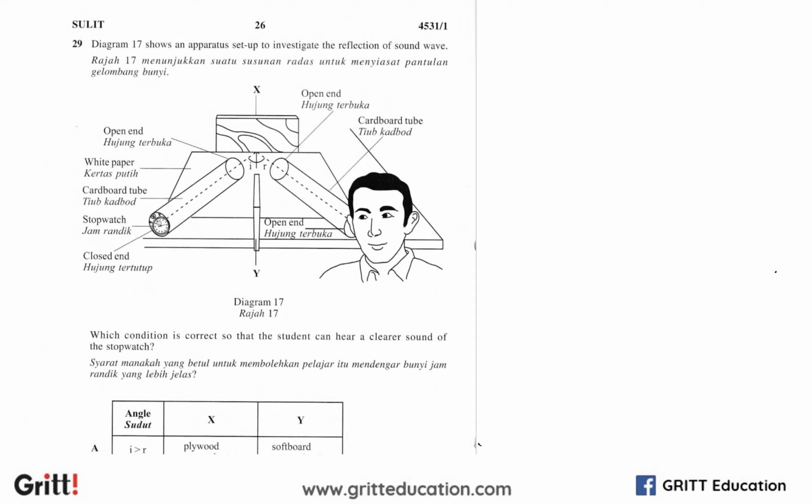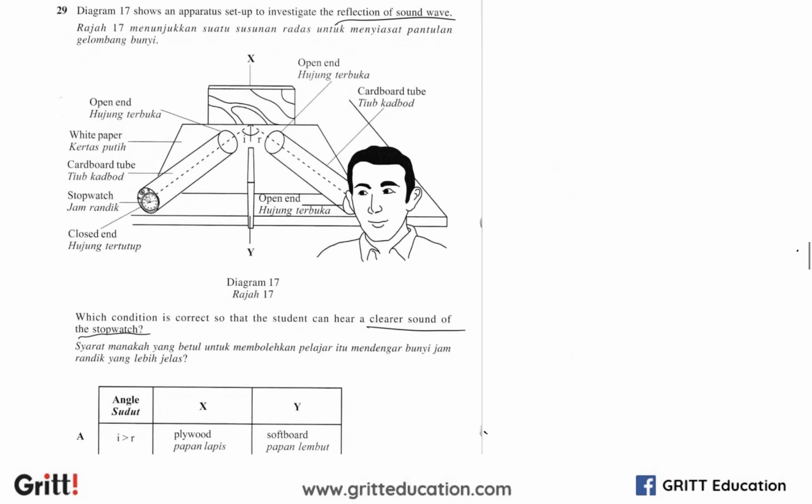Question 29 of Paper 1 SPM Physics 2016. Let's take a look at the question together. Diagram 17 shows an apparatus set up to investigate the reflection of sound wave. Which condition is correct so that the student can hear a clearer sound of the stopwatch? We are investigating reflection of sound wave and checking what conditions allow a clearer sound.